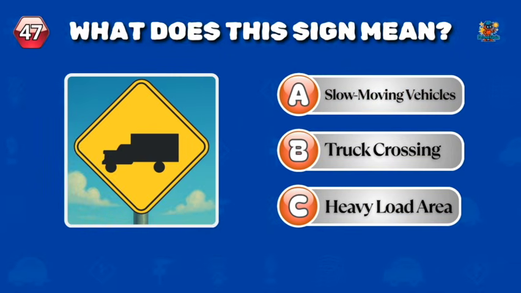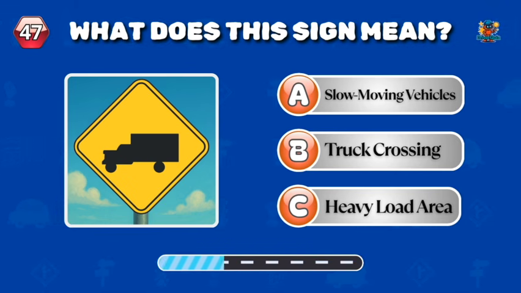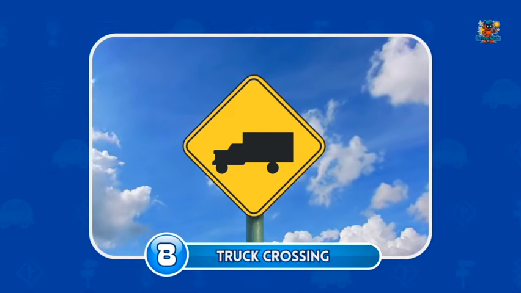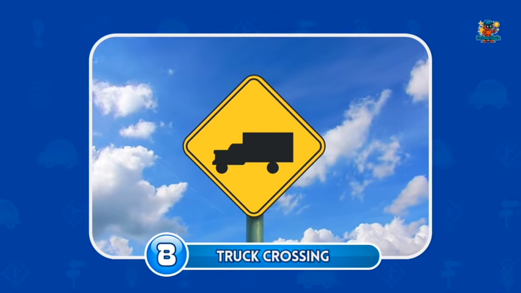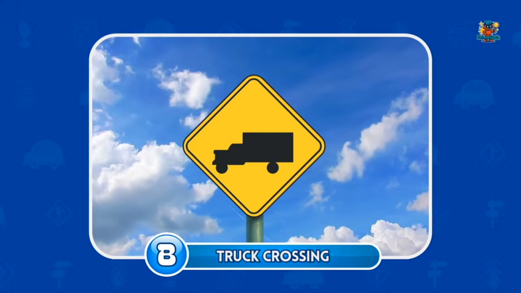Question 47. A. Slow-moving vehicles. B. Truck crossing. C. Heavy load area. Truck crossing. Watch for trucks entering or crossing the roadway. Reduce speed if needed.